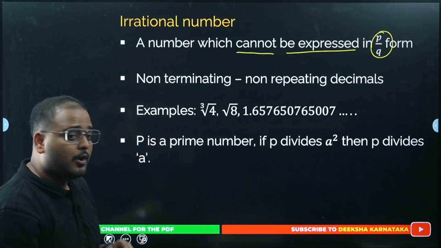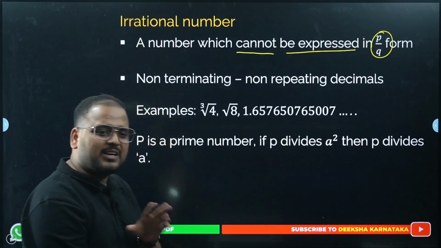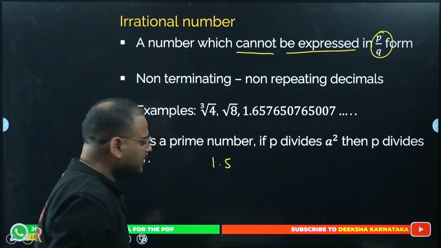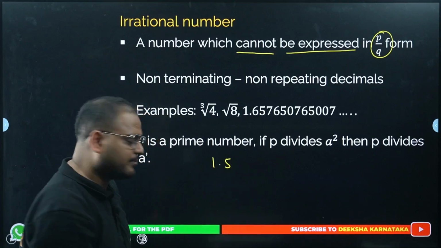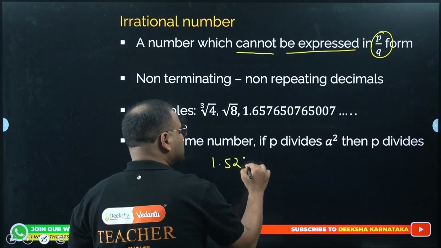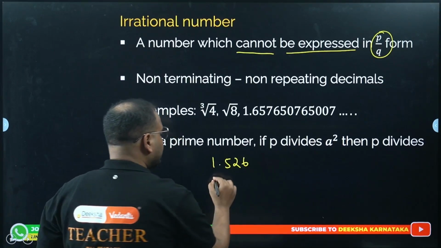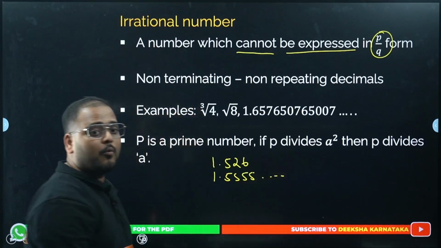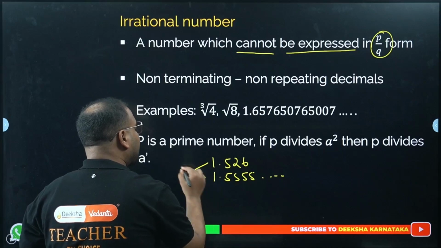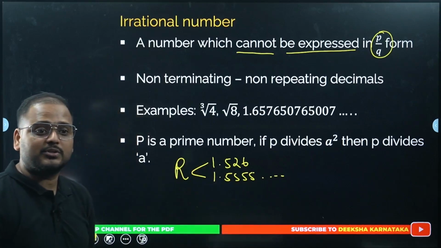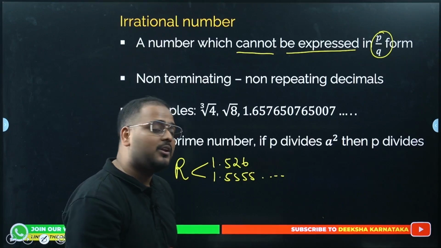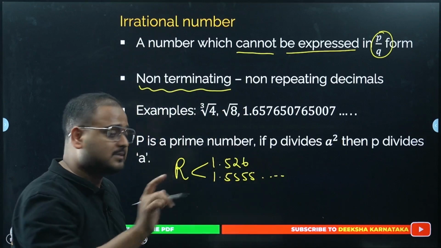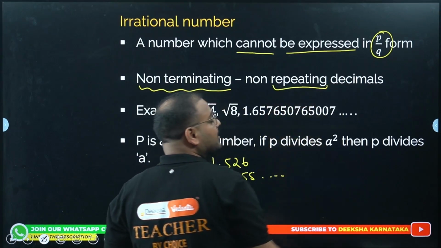Extremely simple. Okay, what about the decimal form? We have seen multiple decimal forms, right? We have seen 1.5, we have more than one decimal place as well, 1.526, 1.555 and so on. What are these? These are all rational numbers. Then which form of decimal number is irrational? Whenever we have non-terminating form plus no repetition present.